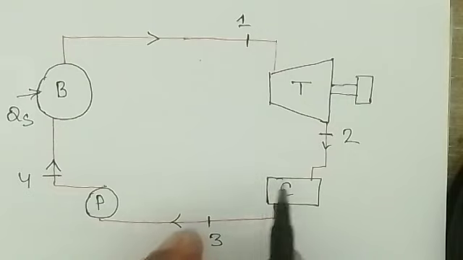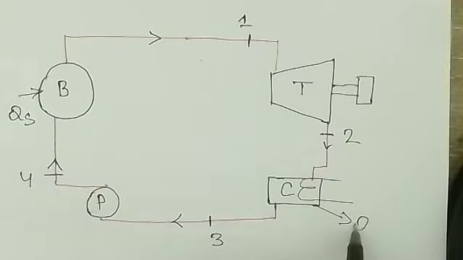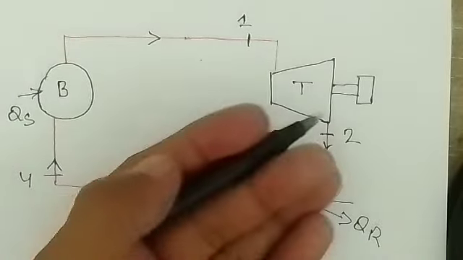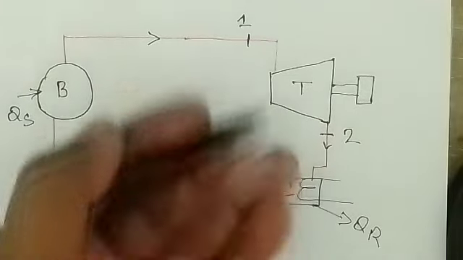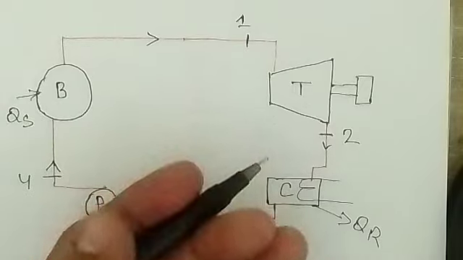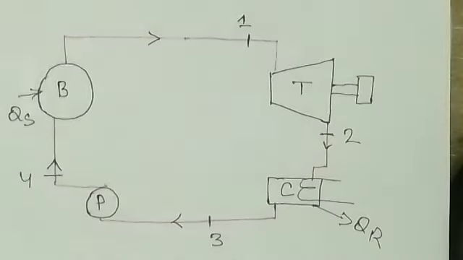It then enters the condenser. Here heat is rejected at constant pressure. When heat is rejected, condensation takes place, so the partially expanded vapor is condensed and the liquid is formed. This liquid is further fed to the pump, and then the cycle is repeated. This is the working principle of a steam power plant, or a simple Rankine cycle.